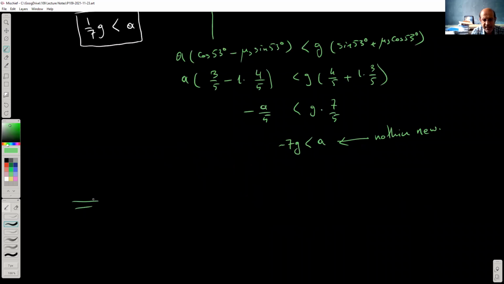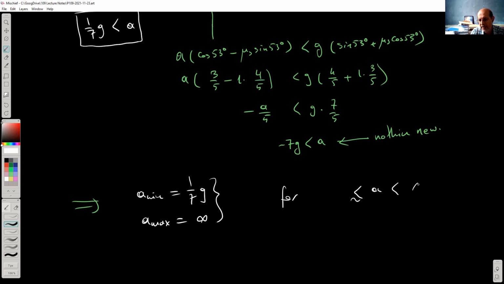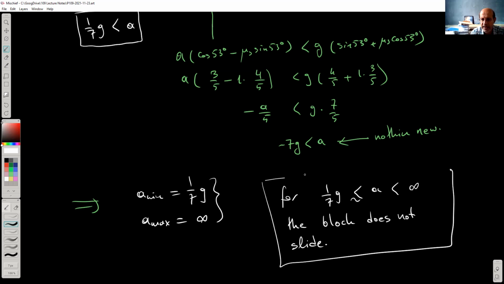Okay, so let's say it like this. Minimum acceleration is 1/7 g, and the maximum acceleration is infinite. So that means for any value of acceleration bigger than 1/7 of g, the block doesn't slide. The block does not slide. All right, that's the answer then.